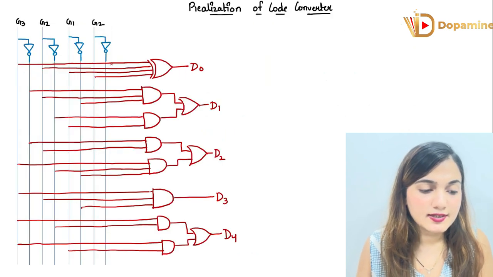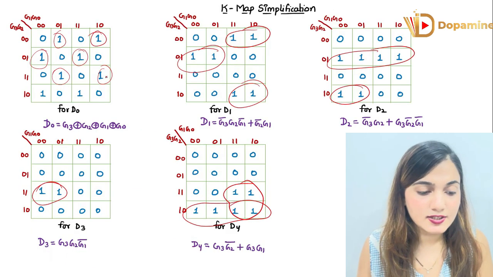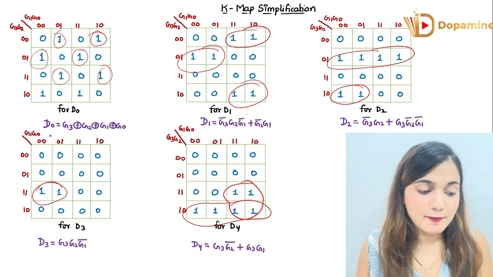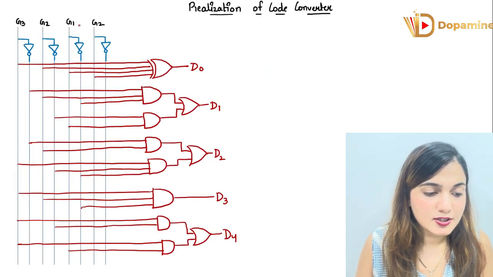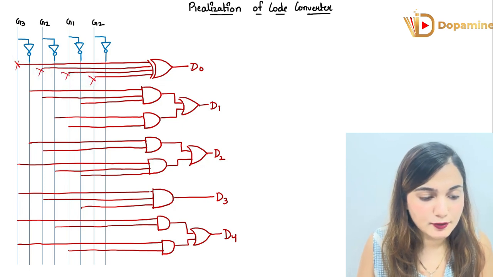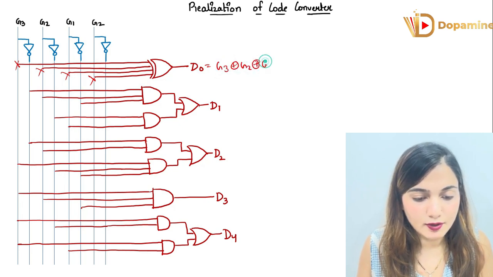Now we will do the practical realization after getting the simplification using the K-map. So D0 is G3, G2, G1, G0, all of them XORed. We take G3, G2, G1, G0, and we have sent all of them to the XOR gate, and we will be getting D0, which is G3 XOR G2 XOR G1 XOR G0.